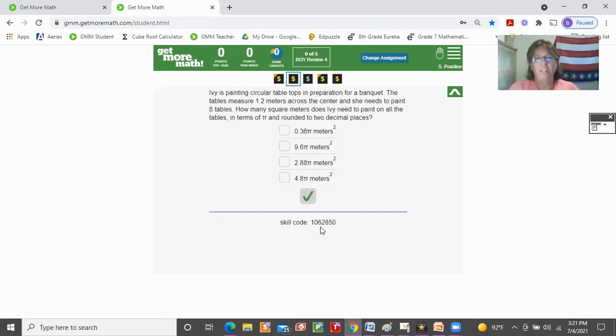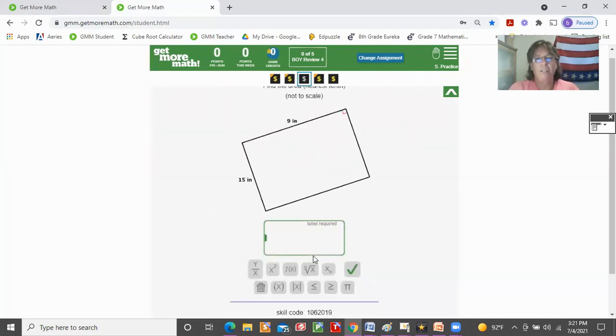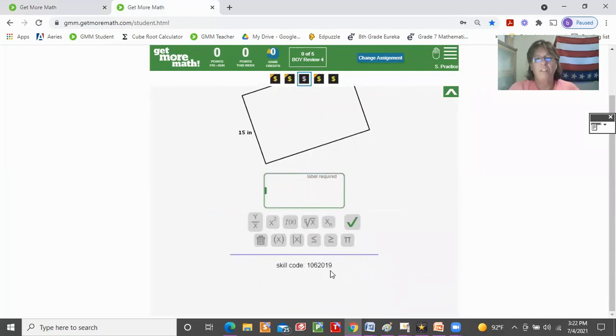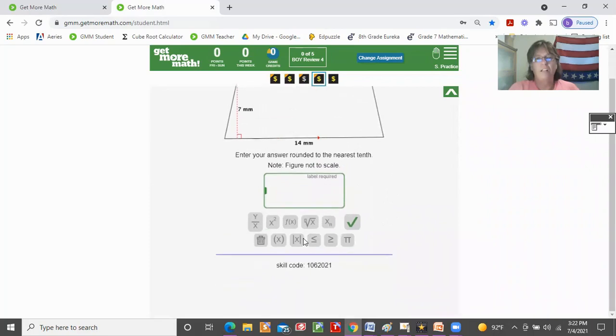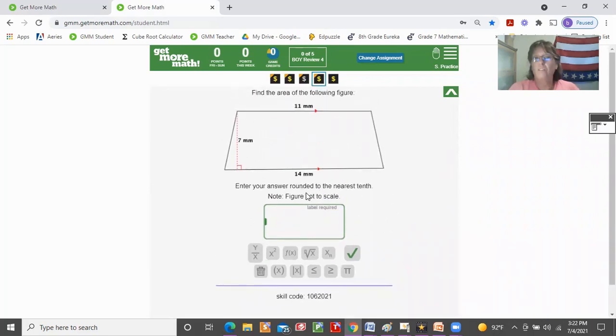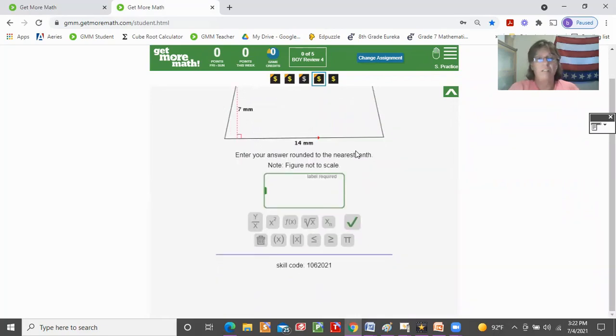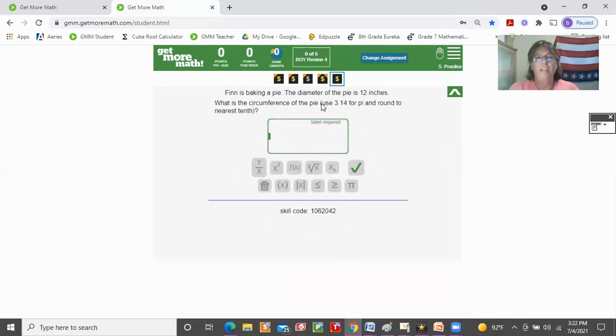This is skill code 1062850. The next one is find the area of this shape. This is skill code 1062019. Hopefully by now this is absolutely simple. The next one is a skill finding the area of triangles or trapezoids. So this question right now is asking for a trapezoid. The next one may ask for a triangle. The skill code is 1062021. And then again, this is looking for circumference of a circle, 1062042.